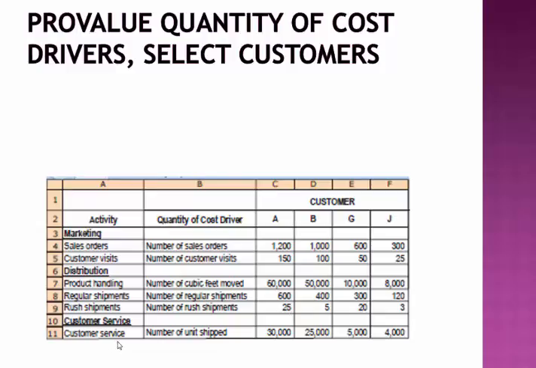And then regarding our customer service, we said we were going to use number of units shipped. So in other words, we're spreading that more evenly based on the number of units the customer actually bought. A bought 30,000, B bought 25,000, G bought 5,000 units, and J bought 4,000 units. That information was given to us originally. We can take this information and break it into a customer profitability analysis and break it out by customer to see what's going on.